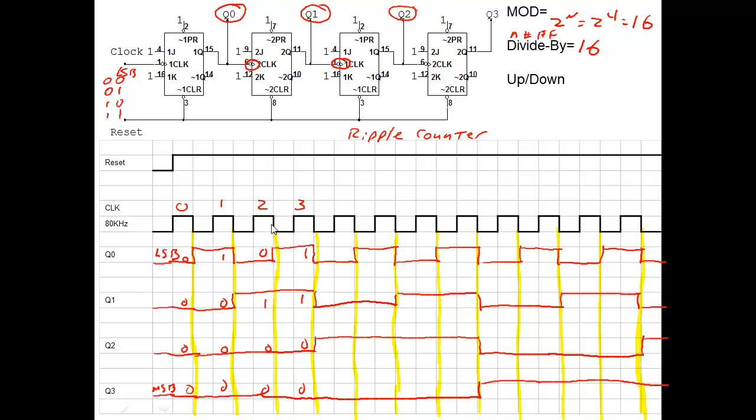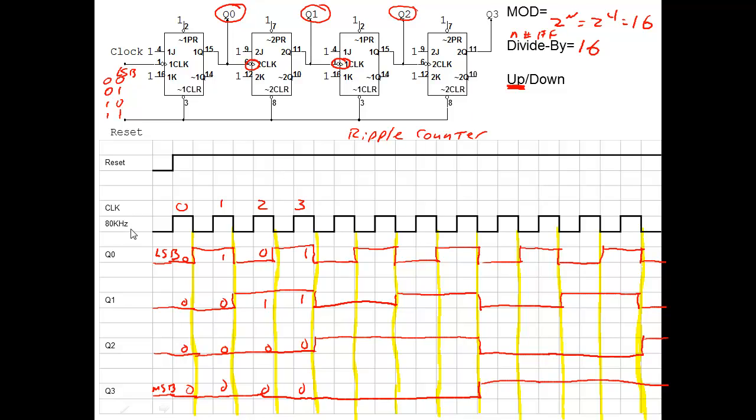So is this one counting up or is it counting down? Sure looks like it's counting up to me. It's getting higher for each one. And you'll see it goes, well, there 1, 2, 3. Next one would be 4, 5, 6, all the way up till we got to 15. So this one's a count up counter.